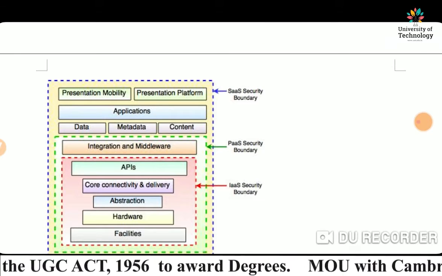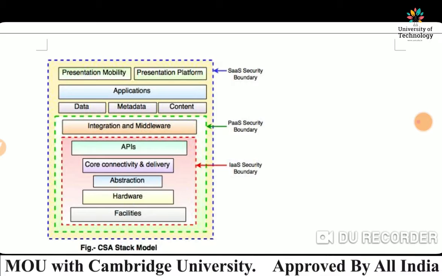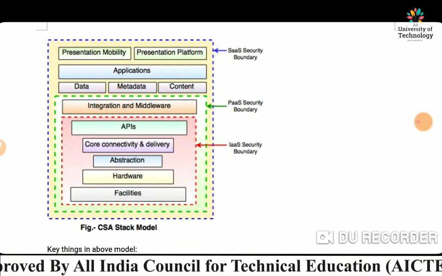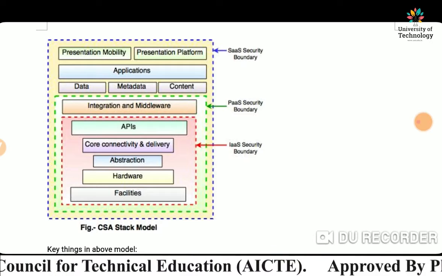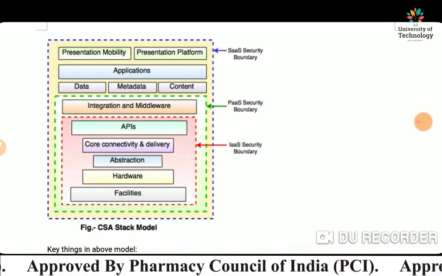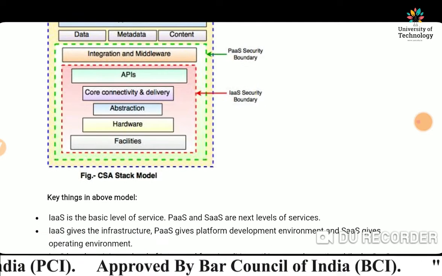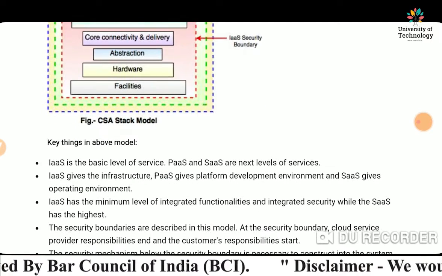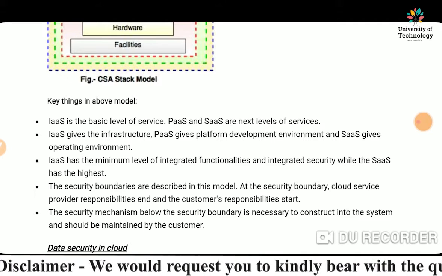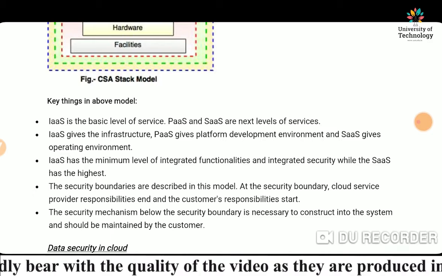Presentation mobility, presentation platform, applications, data content, integration and middleware, APIs, core connectivity and delivery, abstractions, hardware, and facilities. Okay, CSA stack model. You can pay attention here. So if you talk about key things in the above model, IaaS is the basic level of service. PaaS and SaaS are next levels of services.